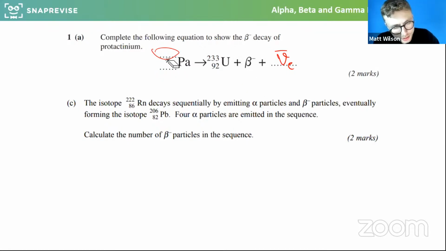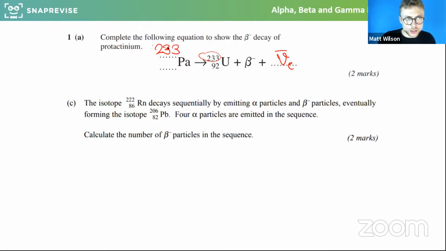The number on the bottom here essentially represents charge. We'll mention that in a second, but let's first think about the top number. So with the top number, we have a particle that has a mass of 233. It's got 233 nucleons in it. And neither of these have got any nucleons in them. So actually, this is going to be 233 as well.